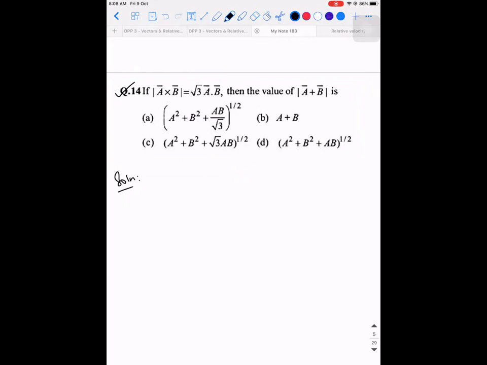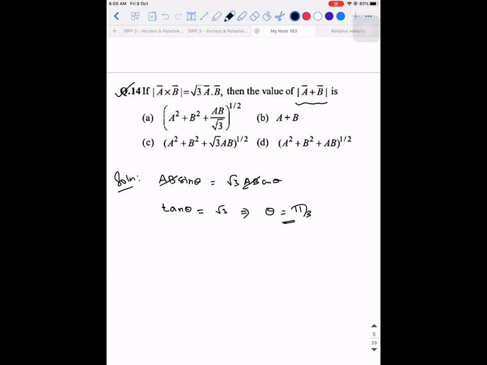So A vector cross B vector is what? Magnitude of A vector into magnitude of B vector into sine theta n cap. So magnitude of it is going to be AB sine theta, which is equal to root 3 times A vector dot B vector, which is AB cos theta. So AB and AB will get cancelled. Tan theta will be equal to root 3, which implies theta is equal to how much? Pi by 3. That is 60 degrees.